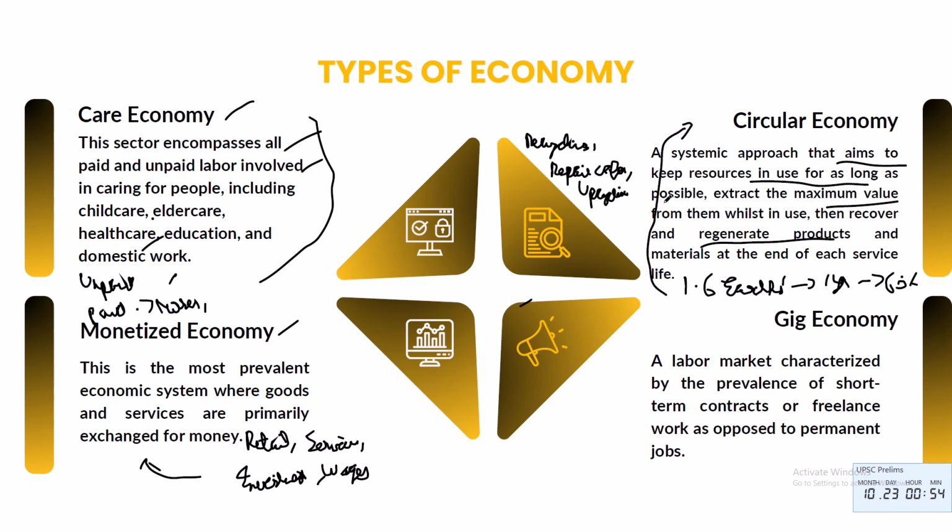Next one is gig economy. A labor market which is characterized by the prevalence of short-term contracts or freelance work as opposed to permanent jobs. Like Uber, Zomato, Amazon. So they are all gig economy workers. See, these workers are typically paid for individual tasks. So that's why we can call them gigs. That's why it's called gig economy.